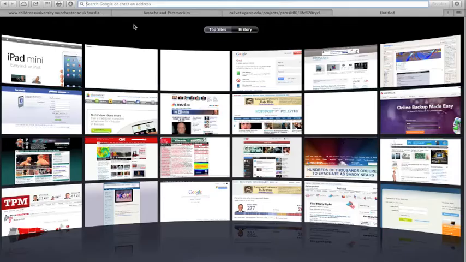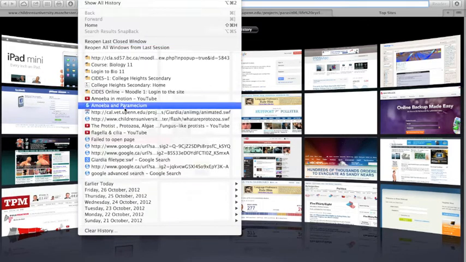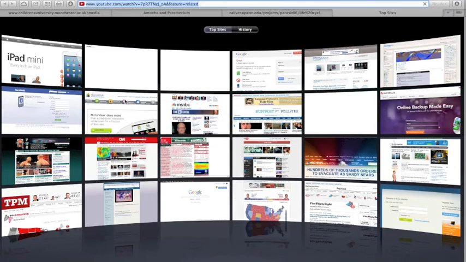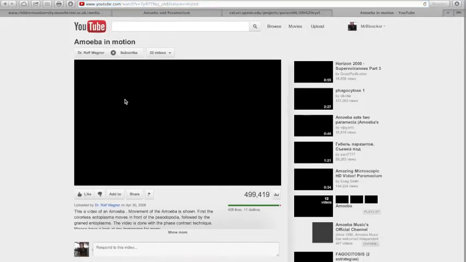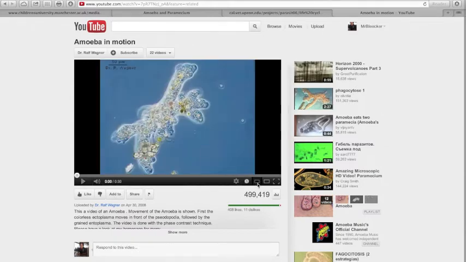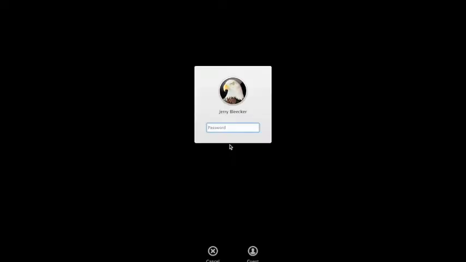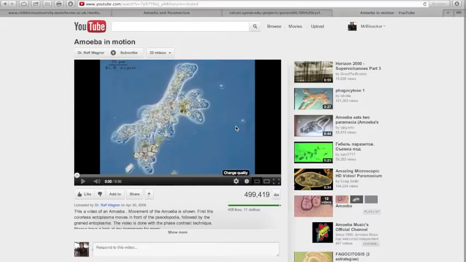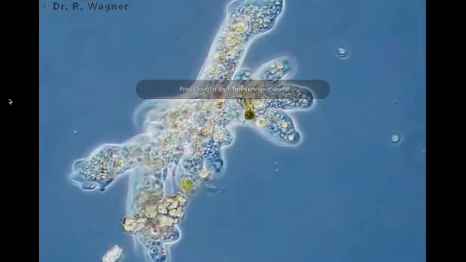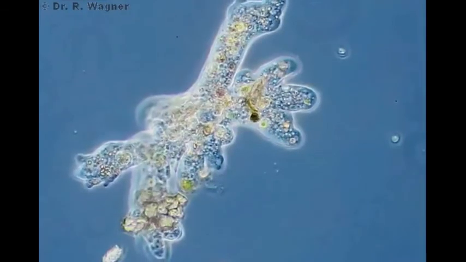I'll go back through history, and here's an amoeba in motion. Very, very interesting. And I showed this on Friday, but it's worth seeing it again. Let's pause that. Ooh, I got kicked out. That's all right. It's my computer. I can come back in anytime I want. We'll go to full screen, and we'll watch this. So you can see the cytoplasmic streaming.